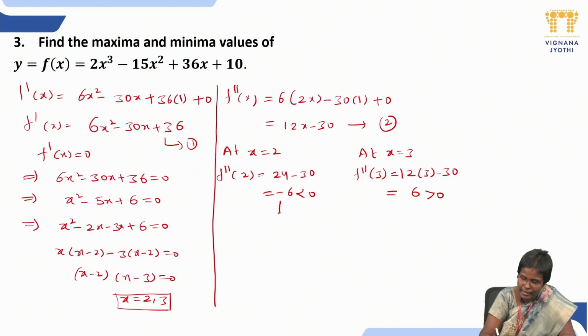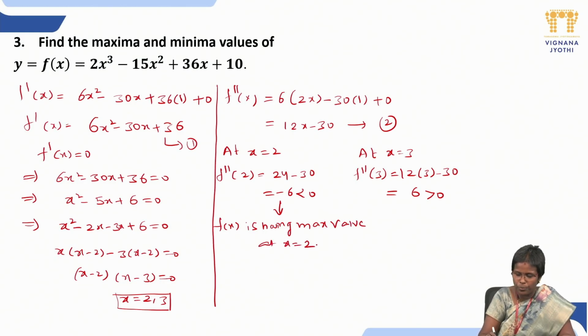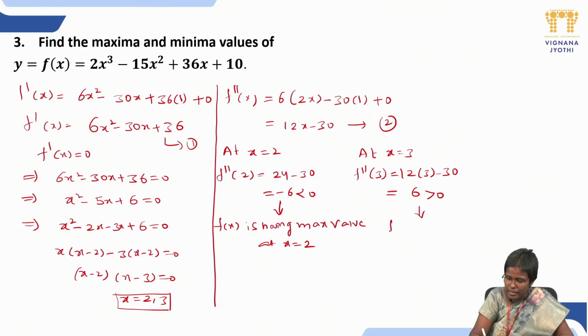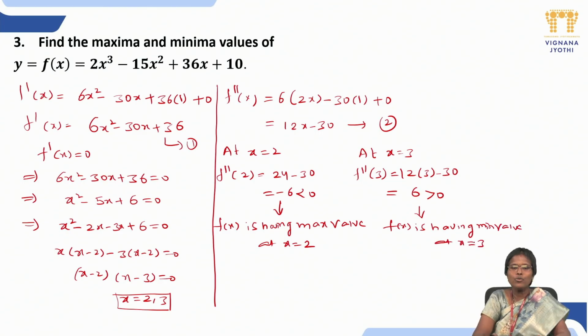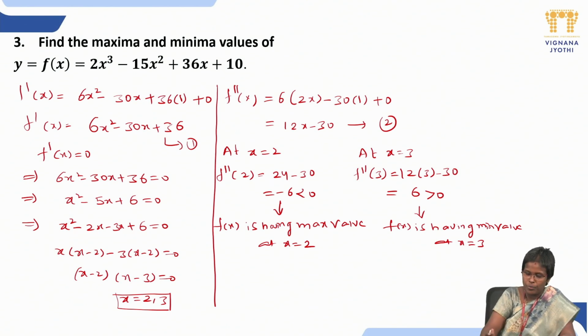Now, what can we say here? F of x is having a maximum value, right, at x equals 2. And the function f of x is said to have a minimum value, right, at x equals 3. If it is negative, the opposite. So, negative means maximum, positive means minimum. Now, how are we going to find that maximum value and minimum value? By substituting the value in the given function.